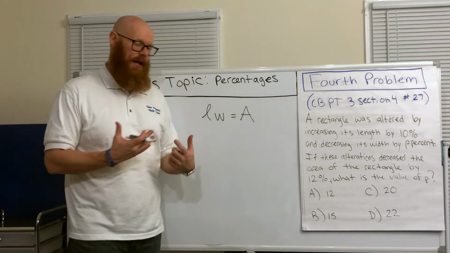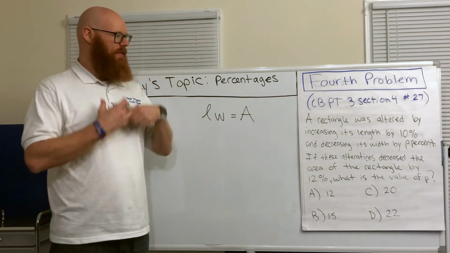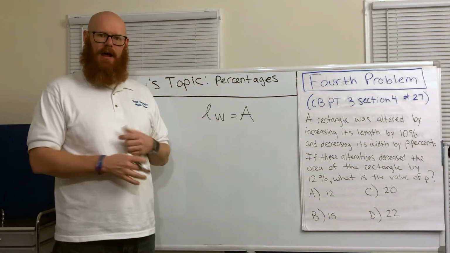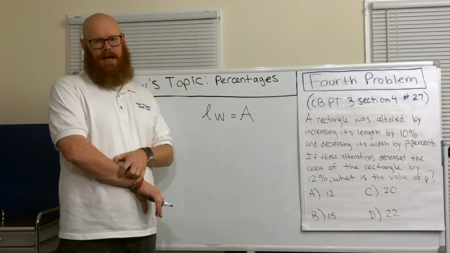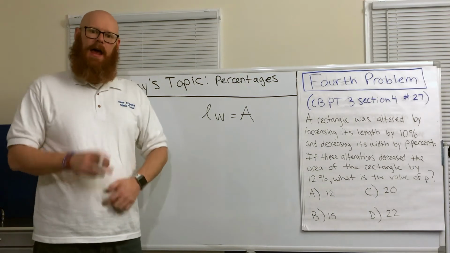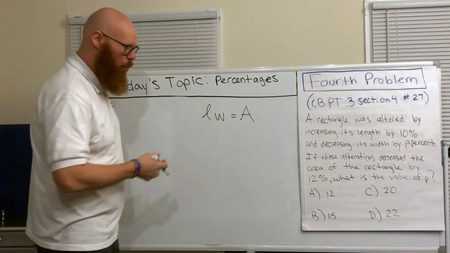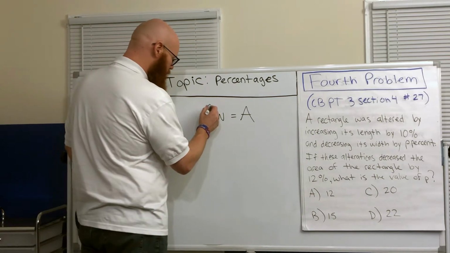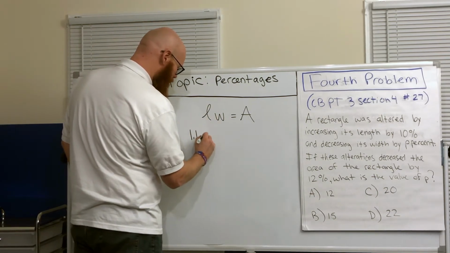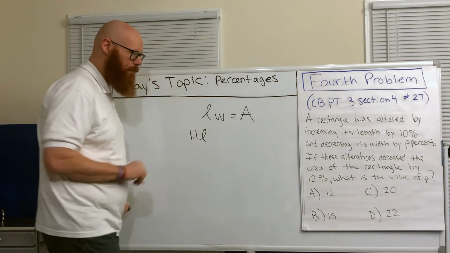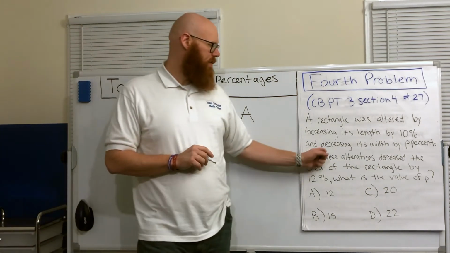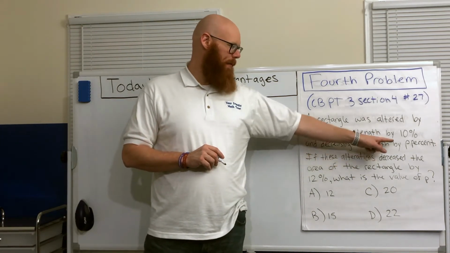So you should understand by now that if you're increasing something by 10%, that is 110%, because it's 100 plus 10, and then you move the decimal over twice, so that is the decimal 1.10, or just 1.1. So I'm multiplying its length by 1.1. So now I have 1.1L. Then it's decreasing its width by p%.